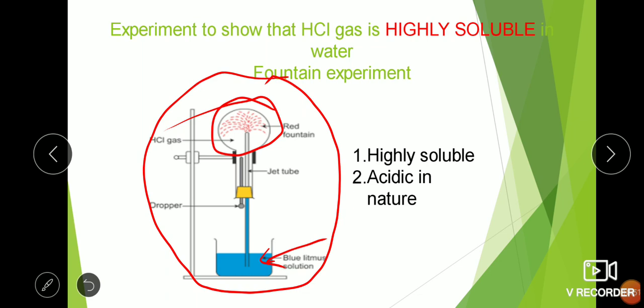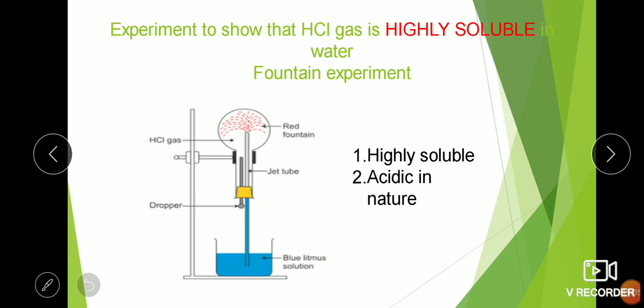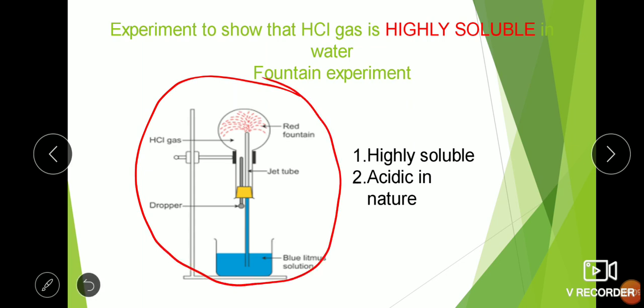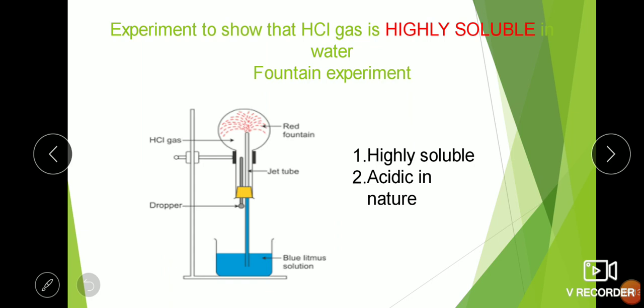Now, this experiment shows that HCl is highly soluble in water, as well as it proves that HCl is acidic in nature. Sometimes, if you have observed your board examination papers, the last 10 years' papers, this question is asked in the board examination for 2 to 3 marks. They will give you either the labeling part, or whatever questions are asked. Again, I am being more precise while I am teaching this year.